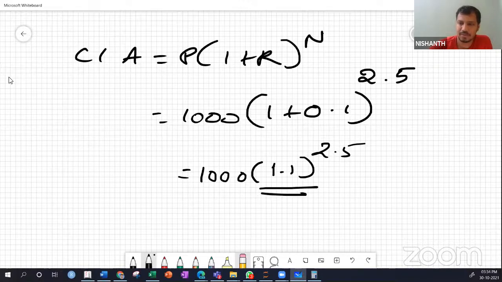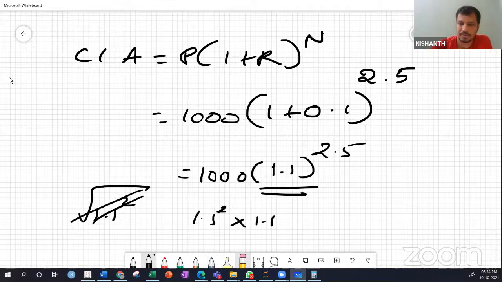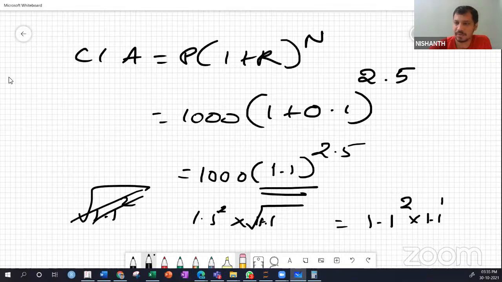Then first we'll find the power 2 and then we'll find the square root. First you find 1.1 to the power 2 and then take the square root of this. No, sir, into 1.1 to the power 1 by 2. Okay, square root of this. That's a smart way to do it. So what Rahul is telling is 1.1 square into 1.1 to the power of 1 by 2, which is 0.5, nothing but the square root. The bases are the same, so if you add up the powers, you actually get 1.1 to the power of 2.5.